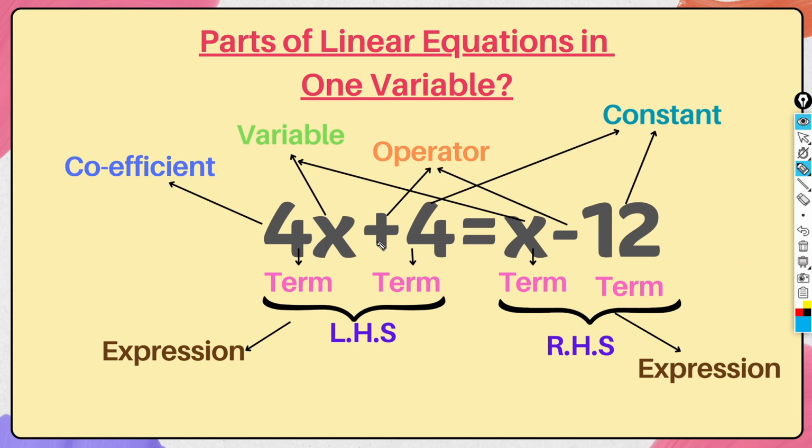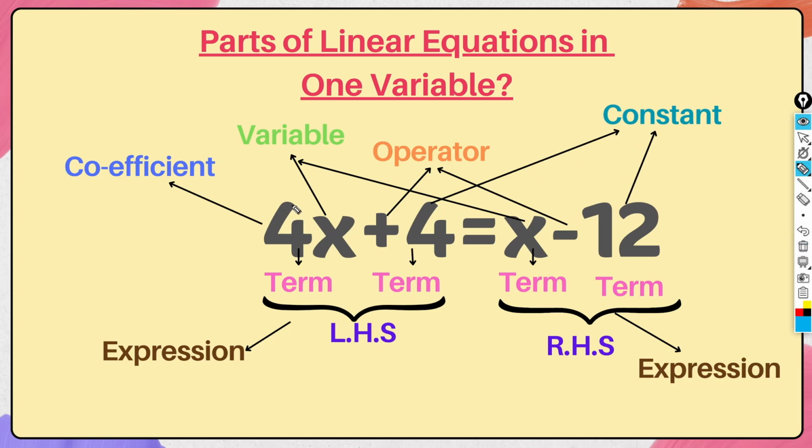We have also seen that terms are parts of algebraic expressions which are divided with plus or minus signs. So here 4x is a term, 4 is a term, whereas here x is a term and 12 is a term. And we know that x is a variable. Similarly, this is also a variable. Now 12 is a constant, because this is a number. Similarly, here also 4 is a constant, because 4 is also a number.